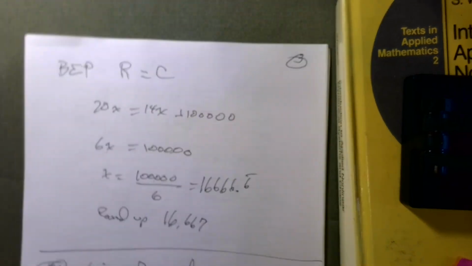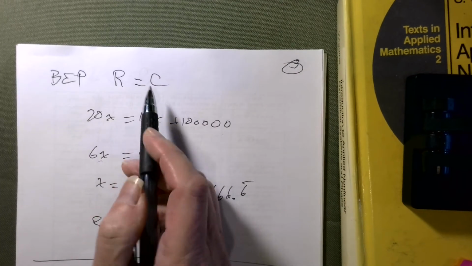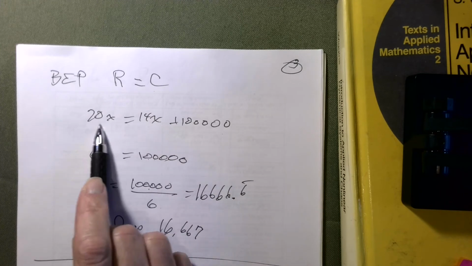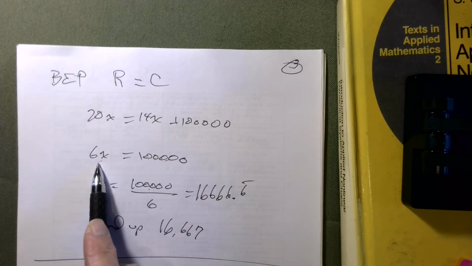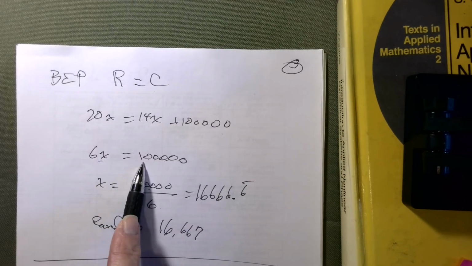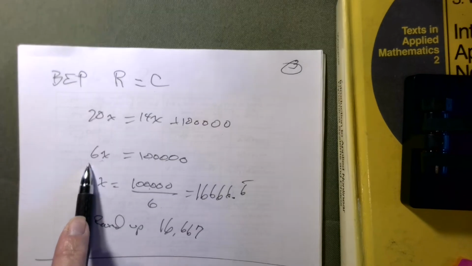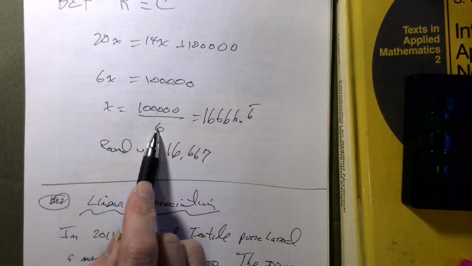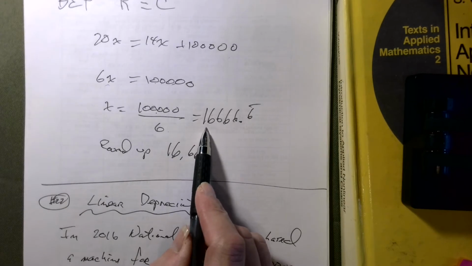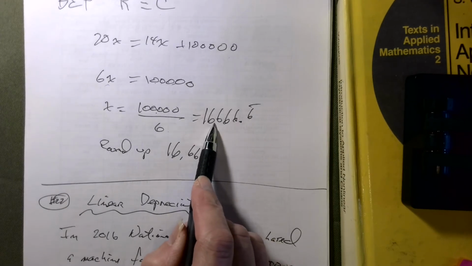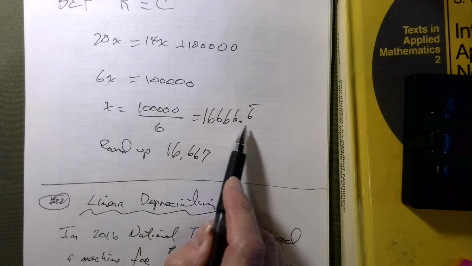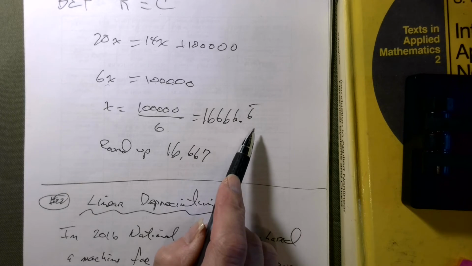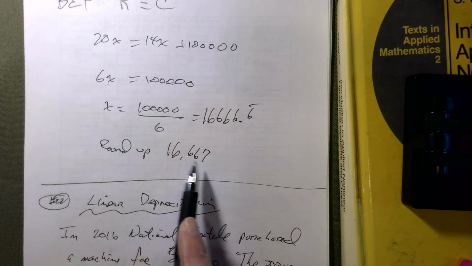So if I take my revenue equals my cost, here's my revenue function, here's my cost function. We want to solve for x, so you subtract the 14x, and you get 6x equals $100,000. Now you divide, because the inverse operation of multiplication by 6 is division. So I divide by 6, but now I get 16,666 and 6 repeated. So to make sure that you're not losing money, you have to round this up.